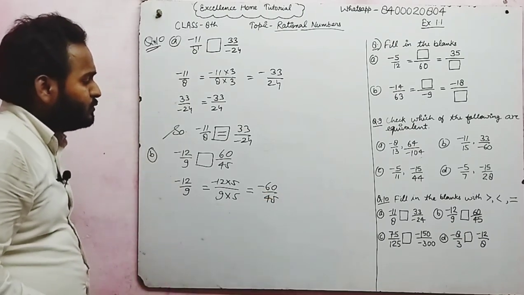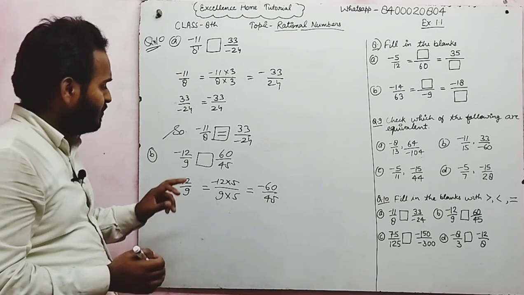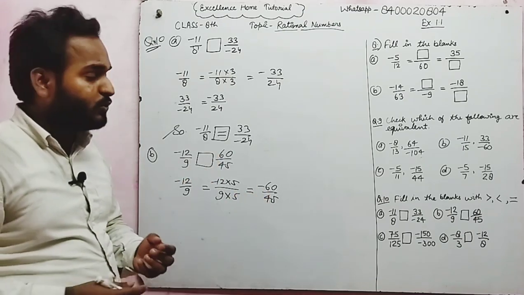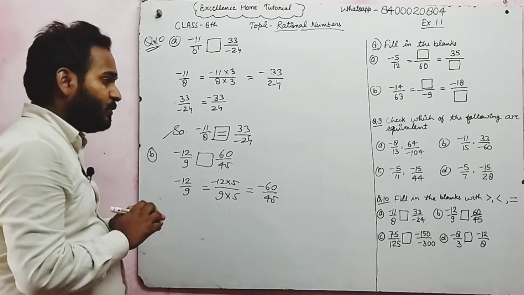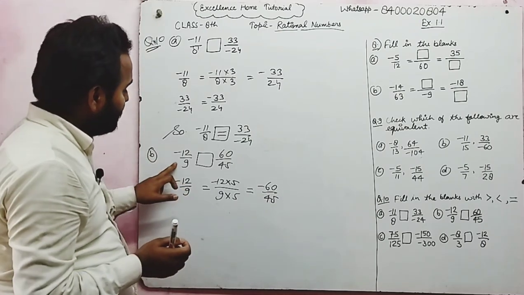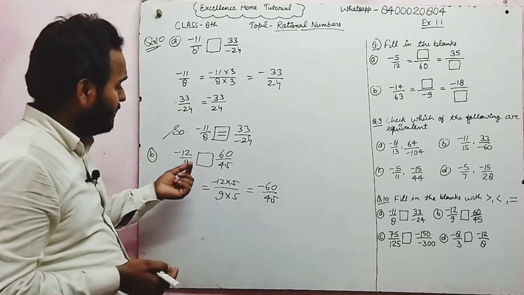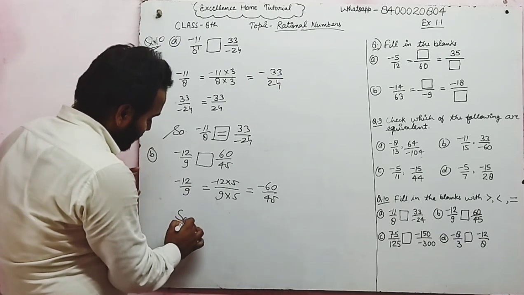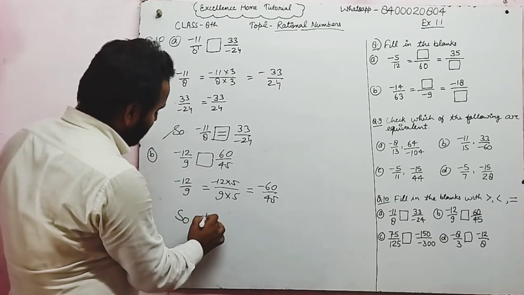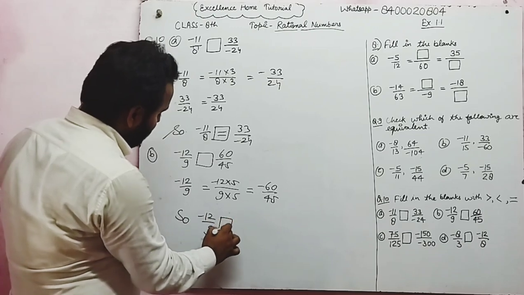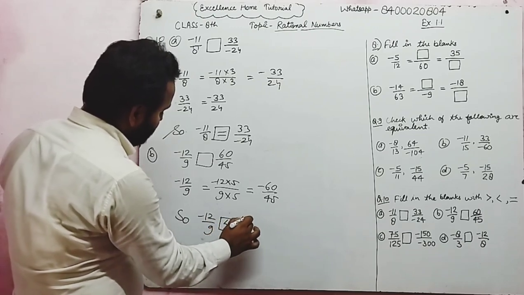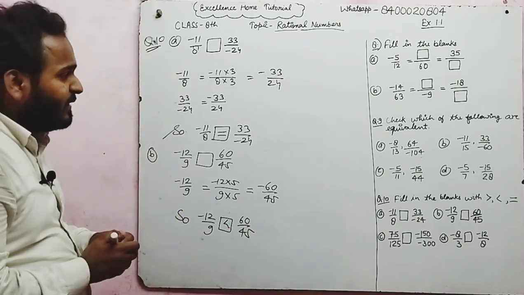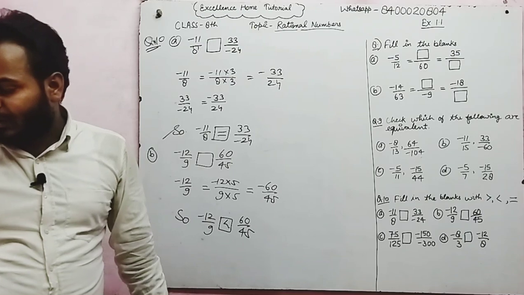Okay, so here one thing is this, minus 12 by 9 and 60 by 45, the equivalent rational number is also negative. You have to remember that this is a negative value and this is a positive value, but their values are the same, only the signs are different. So a positive value is greater than a negative value, so minus 12 is less than 60 by 45. Okay, always positive values are greater than negative values.